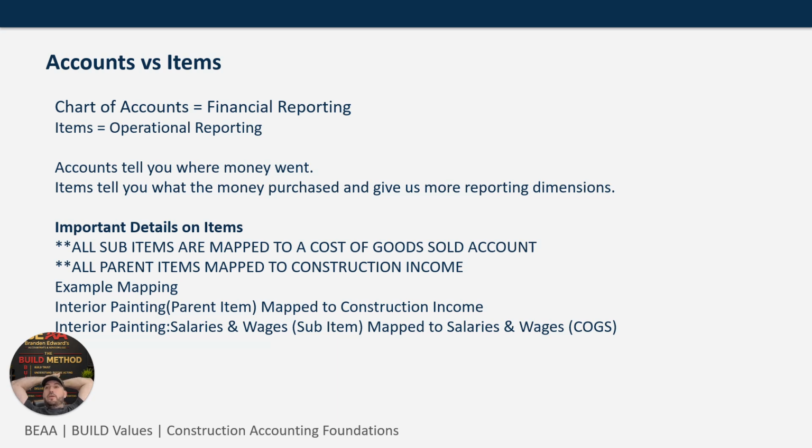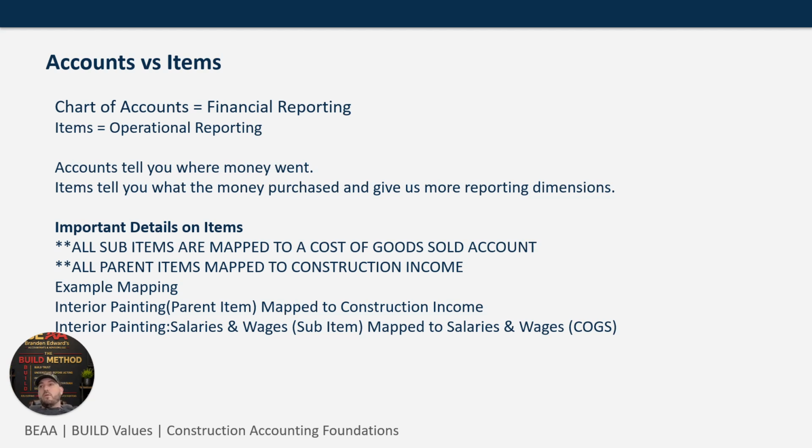So we need to make sure we identify when we're using an item to say, okay, it's interior painting. And the sub-items are not only mapped to a cost of goods sold account, but the sub-items themselves are named after the cost of goods sold account that they're being mapped to. So it's pretty easy, right? You're going to have interior painting, purchase materials, subcontractor, salaries and wages. We'll review these hierarchies more in depth in a later slide.